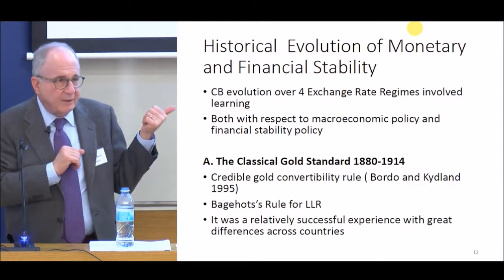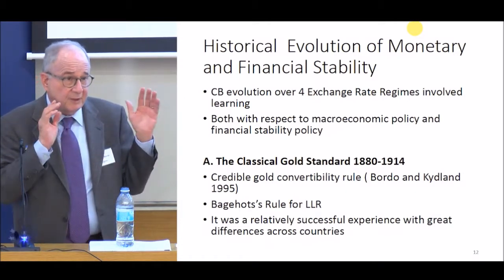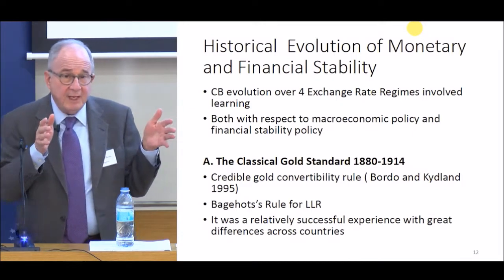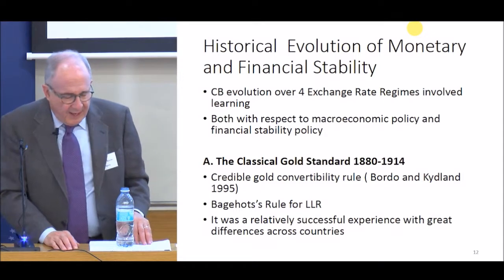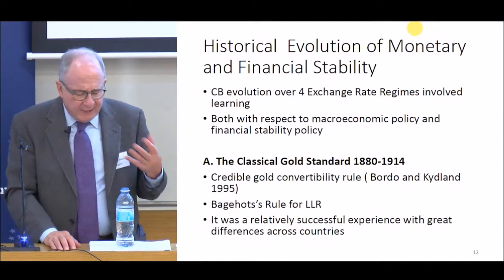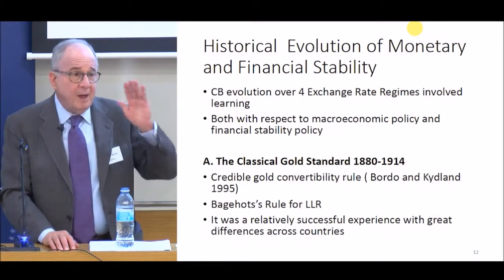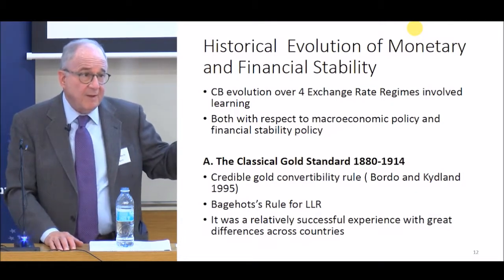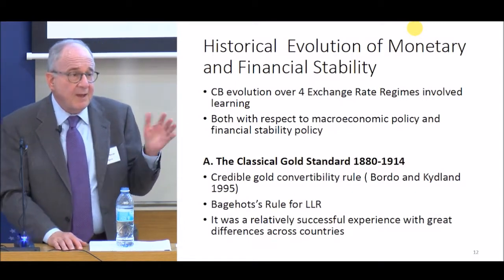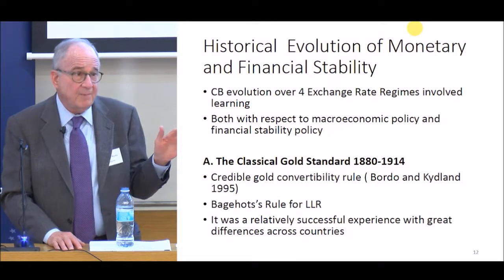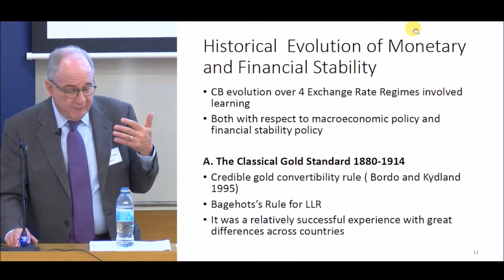Secondly, they learned a rule for financial stability, Bagehot's rule: to lend freely, but at a penalty rate, in the face of a big financial crisis. And if you look at the advanced countries' experience, they were pretty successful. Not every country was as successful. The British were the most successful, but some of the other European countries did very well. The emerging countries didn't do as well. And so this is the story before 1914.